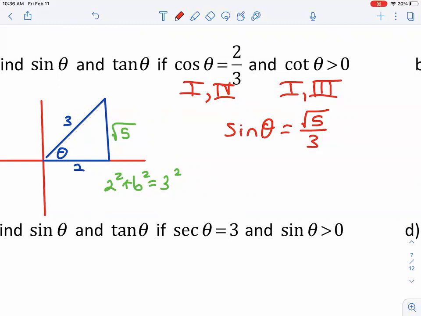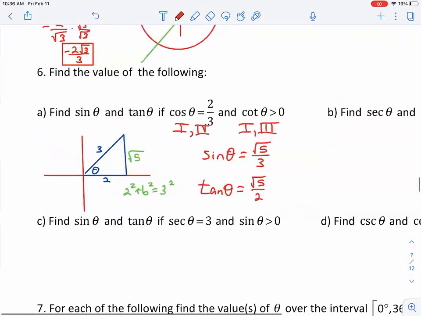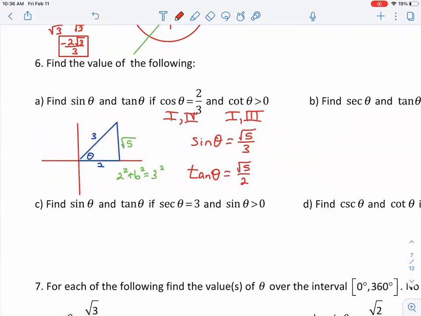And the tangent, remember, is going to be opposite over adjacent. So the tangent of theta is root 5 over 2. So we have found our sine and our tangent of theta. Again, we found the quadrant first, then drew our triangle, and then wrote our ratios.